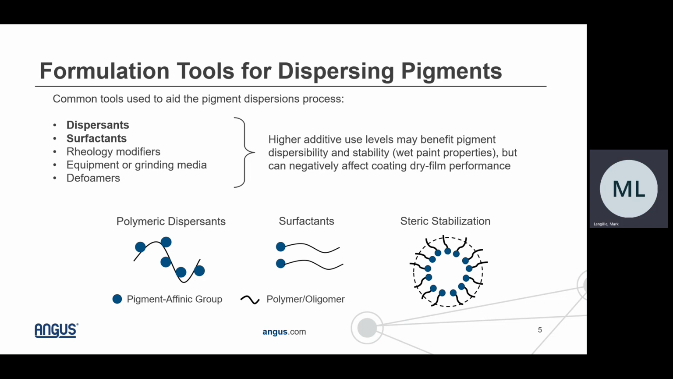However, some of these additives, I should say, can come with negative effects. And so that's why you usually need to use defoamers to counteract some of the negative effects of either the equipment you're using or some of the dispersants and surfactants that are necessary to disperse those particles. In general, higher use levels of these additives like surfactants and dispersants can often help improve your wet paint properties, but they can also have a negative influence on the dry film coating performance. So you always have to keep in mind that balance when you're trying to optimize a formulation.